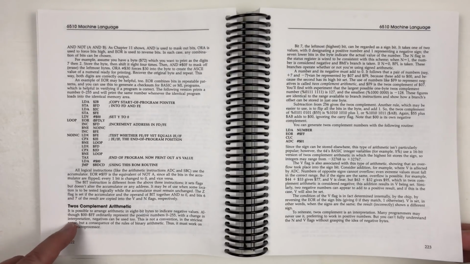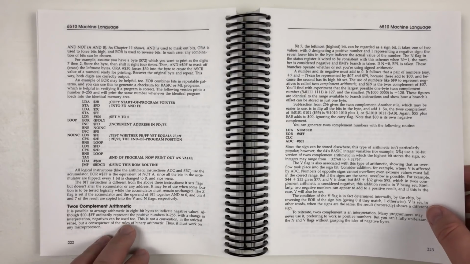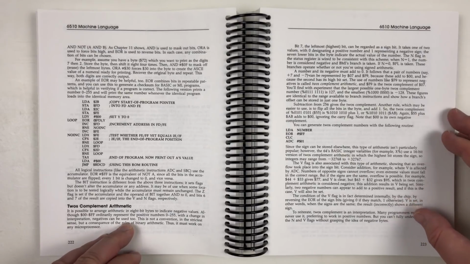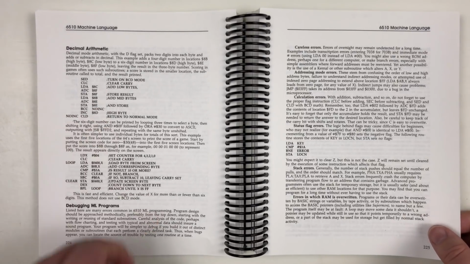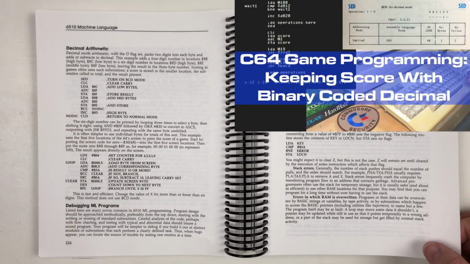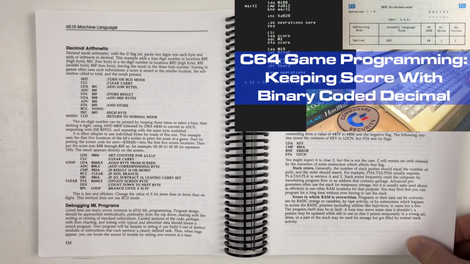2's complement arithmetic. So if you've wondered about how negative values are represented in assembly, here's a write-up. Using decimal mode. I did an episode about that before.